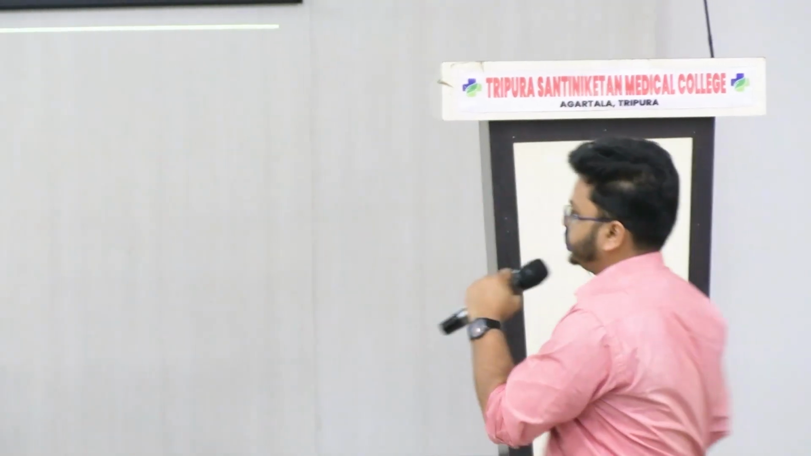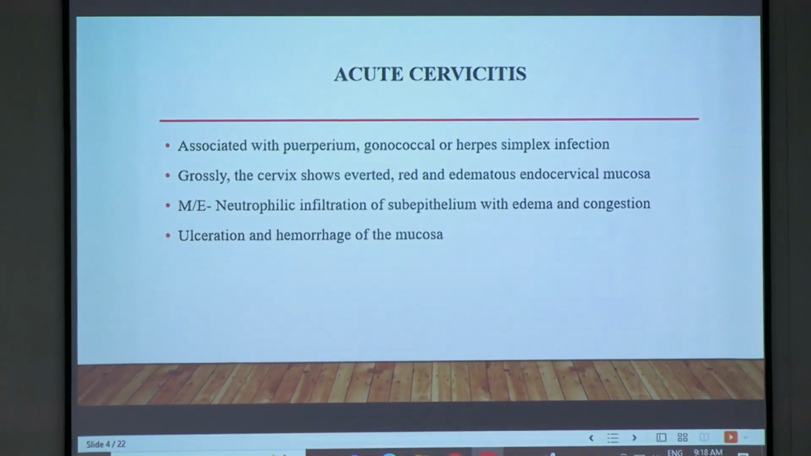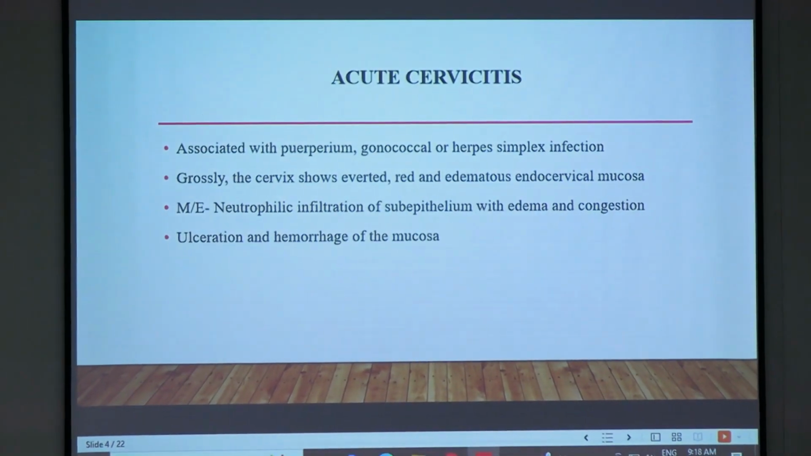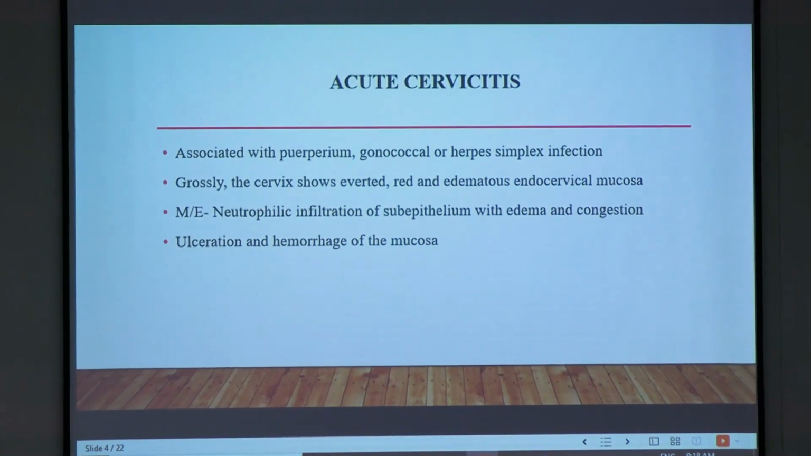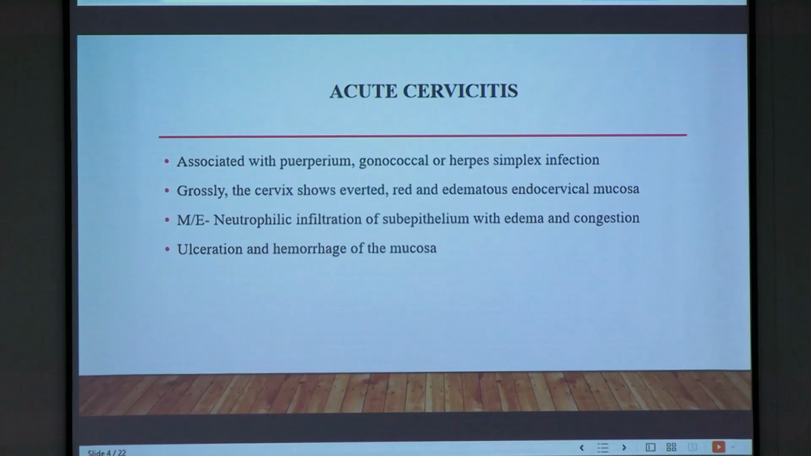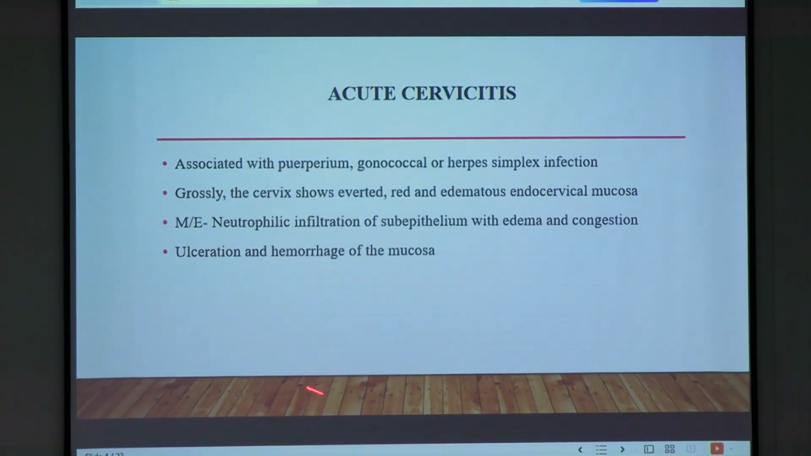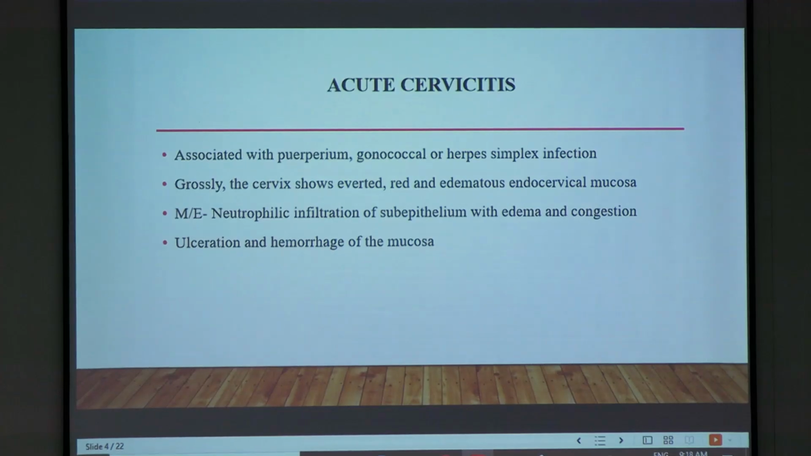But in acute cervicitis, what are the causes associated with puerperium? Do you know what is puerperium? It is the 6 weeks time following childbirth. During that time the cervicovaginal canal is very prone to infections. So what are those? Basically gonococcus and herpes simplex are the most common causes.